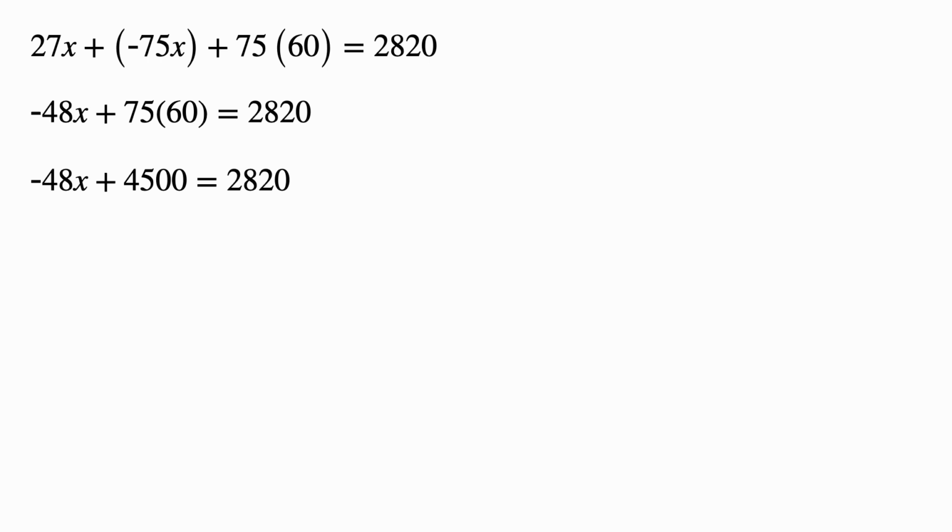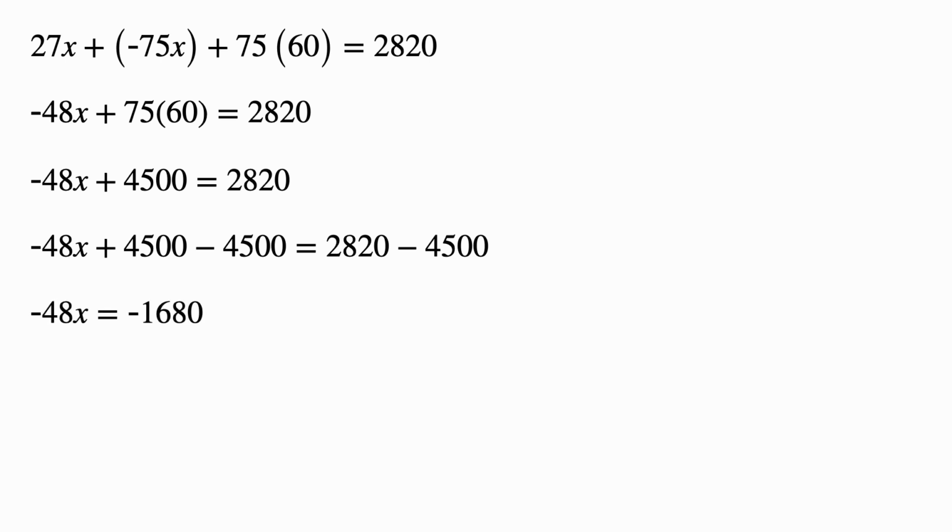We want to get the unknown on one side of the equation, usually the left side of the equation, and get the number on the other side of the equation, usually the right side of the equation. So we'll subtract 4,500 from both sides of the equation to keep it balanced like a teeter-totter. On the left side of the equation, the 4,500 minus 4,500 will cancel each other out to become 0. On the right side of the equation, when we do 2,820 minus 4,500, that will be equal to negative 1,680. Now we want to get the unknown of x by itself, so we'll divide by negative 48 on both sides of the equation to keep it balanced like a teeter-totter.